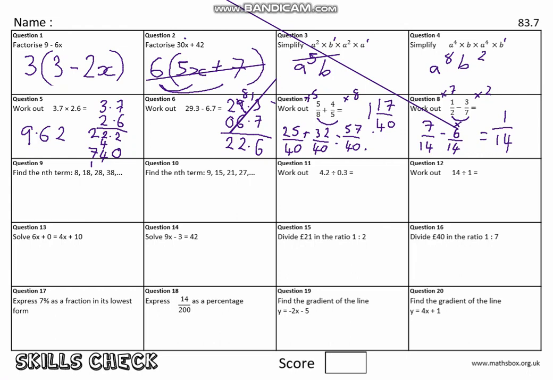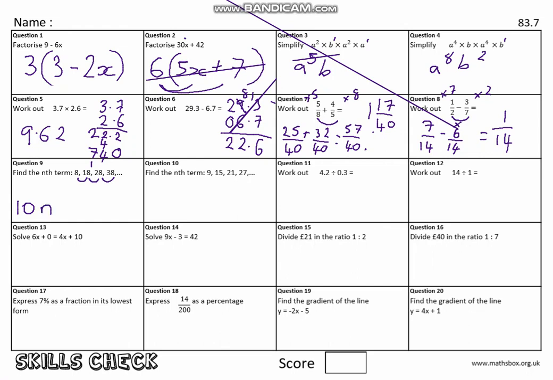So it asks us to find the nth term for this one. So between 8 and 18, I've got 10. That's my difference. 18 and 28, I've got 10 and 10 again. Okay, so if I know my difference is 10, I write that first. Then I write the letter n. That refers to the number in the sequence.